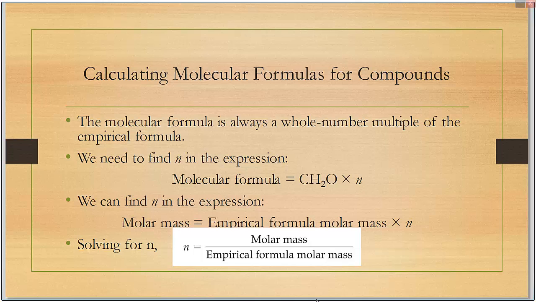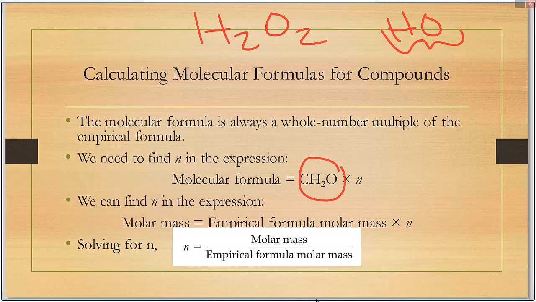For instance, if we have H2O2, that's the molecular formula of HO. The empirical formula is always the most reduced version. So for instance here, CH2O is the empirical formula, then the molecular formula is some number multiplied by those subscripts.